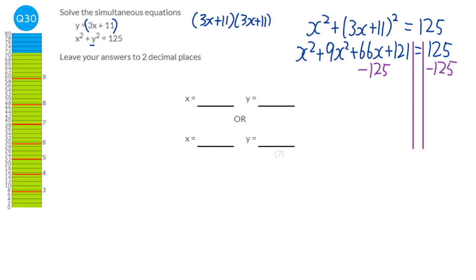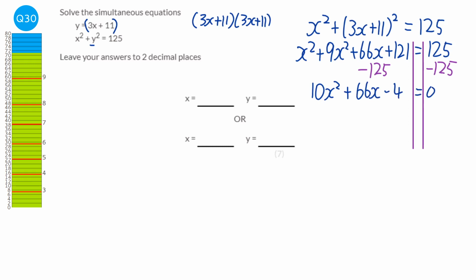So x squared plus 9x squared is going to be 10x squared. So we might as well just write it as 10x squared. We've got 66x just on its own. And we've got 121, take away 125, which is minus 4, equal to 0.